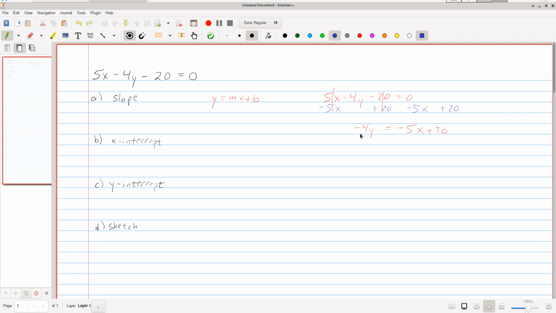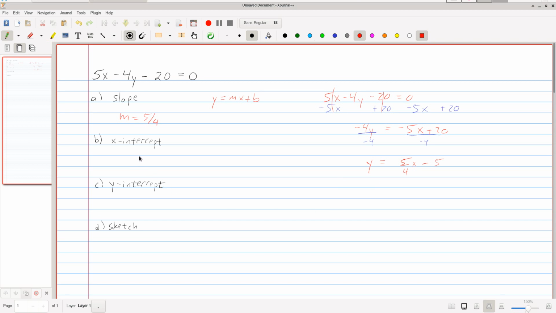I want to get y by itself, so now we'll divide both sides by negative 4. On the left-hand side, the negative 4 is reduced away, and we have y by itself. On the right, let's think of this like two separate fractions. Negative 5x over negative 4, which will simplify to 5/4 x, and then positive 20 over negative 4, which is minus 5. So the slope is the coefficient of the x, which in this case is 5/4.